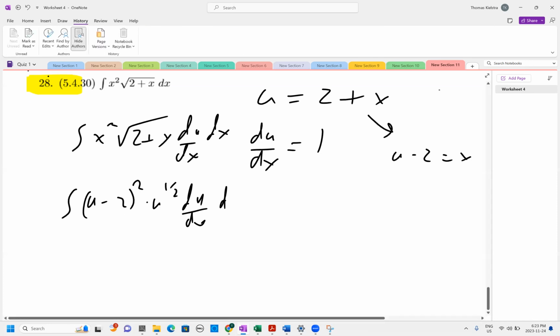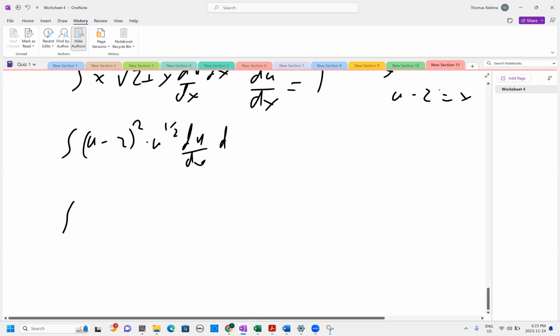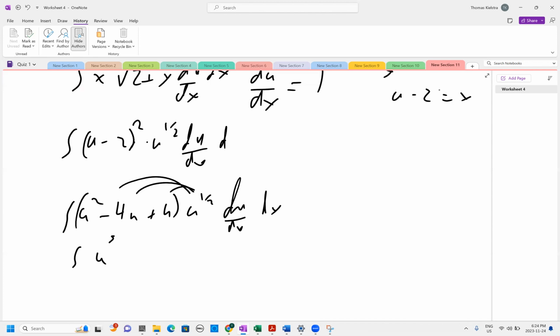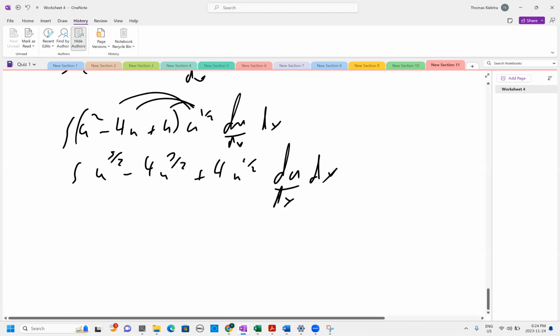Now what we can do is expand our square to give us u squared minus 4u plus 4 times u to the 1/2 du by dx. Expanding this in gives us u to the 5 halves minus 4 u to the 3 halves plus 4 u to the 1/2 du by dx, or the integral with respect to u, and then converting back to x land.